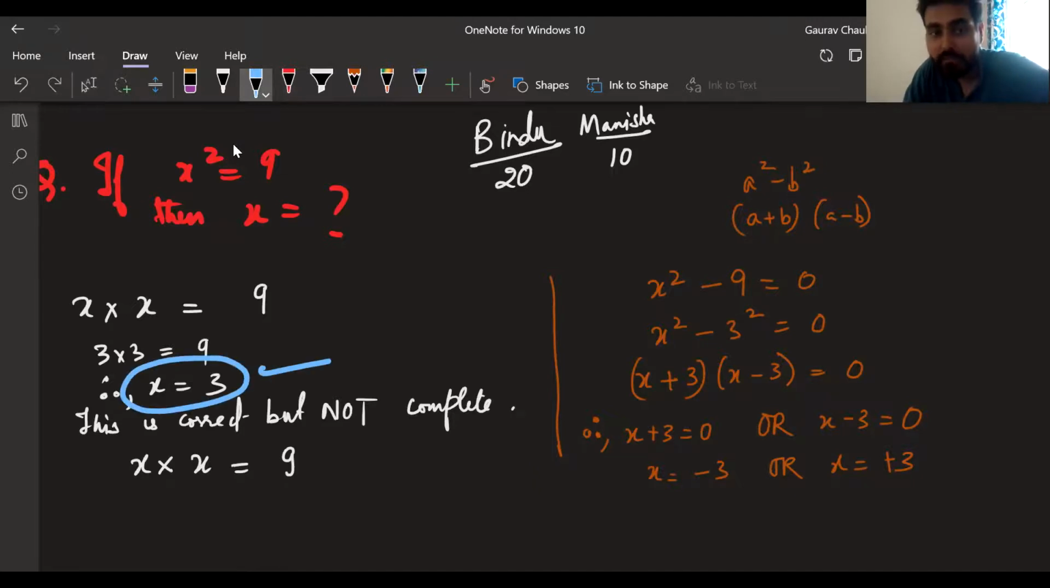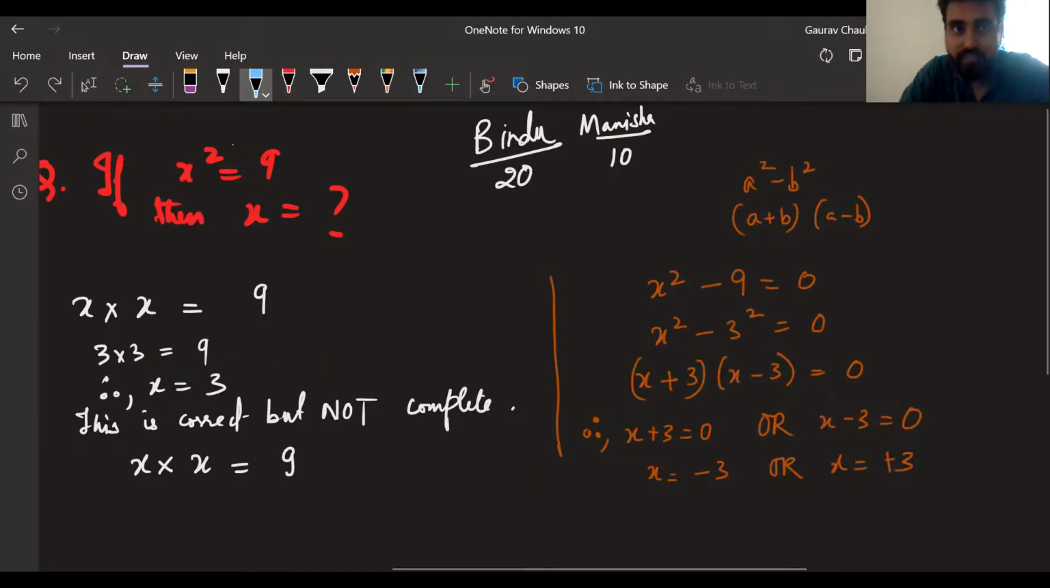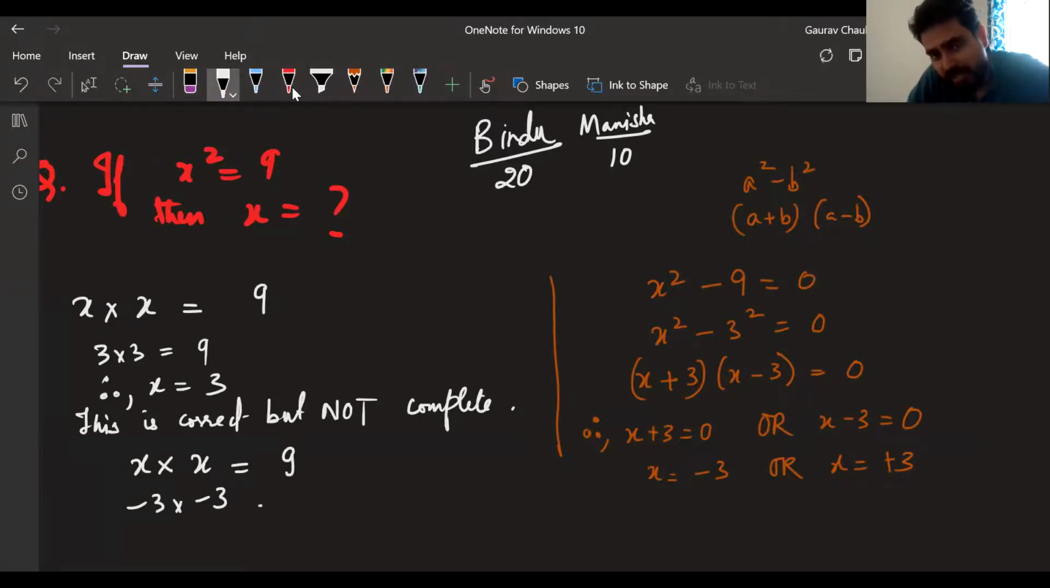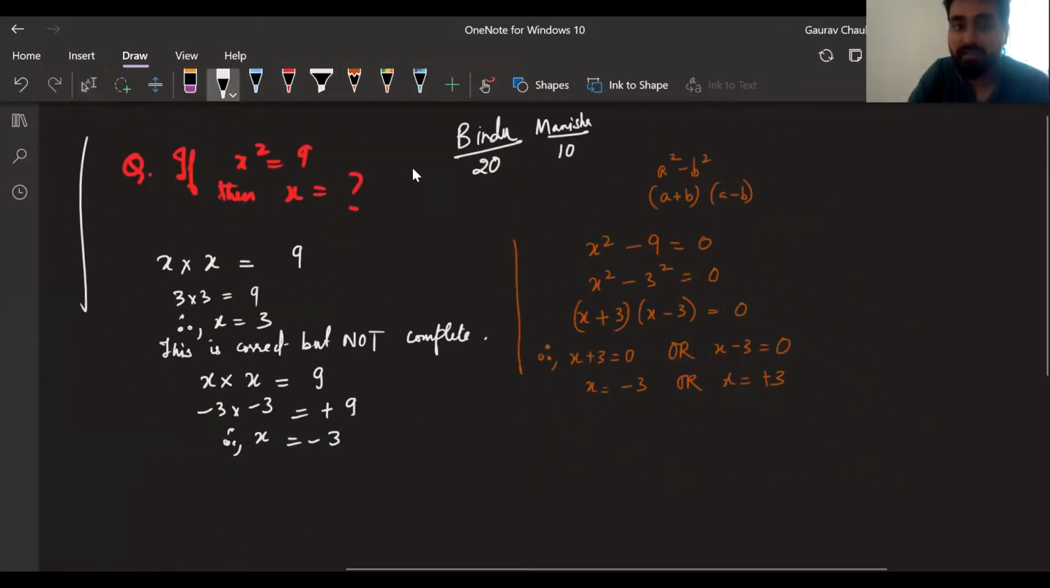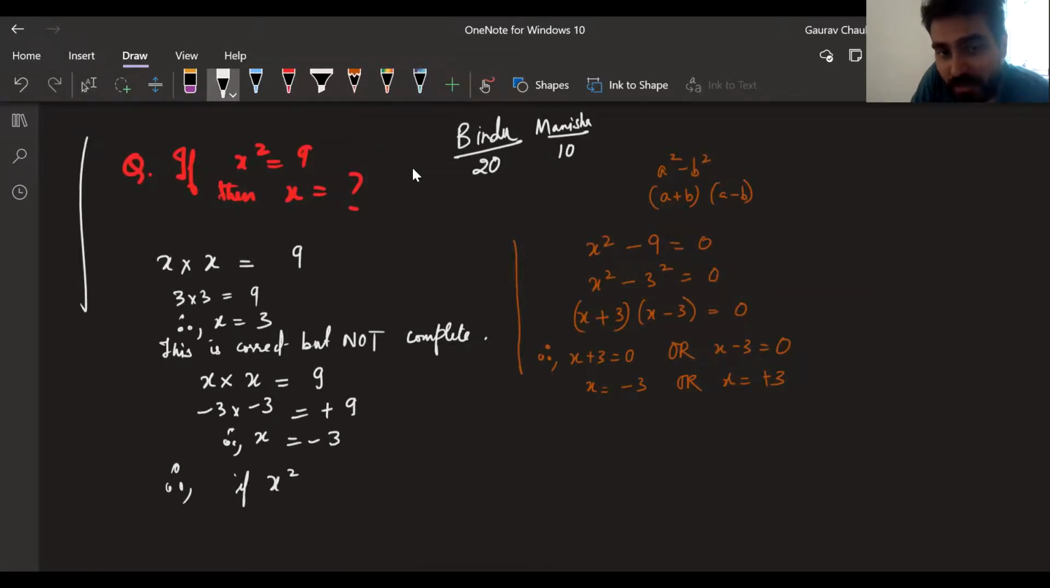X is equal to 3 you've got by using your logic, but Bindu is telling us that x equal to minus 3 is also true. Let's check. Minus 3 into minus 3 when I do, what do I get? I get plus 9, right? So x is equal to minus 3 can also be the answer, right? X is equal to minus 3 can also be the answer. Therefore, if x square is equal to 9, x will be both these values, plus 3 also, minus 3 also.